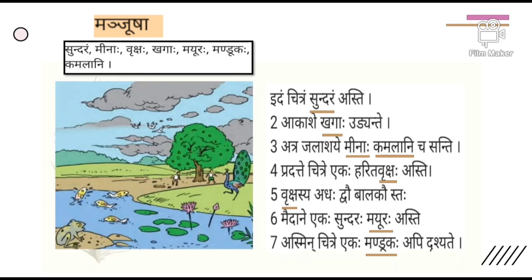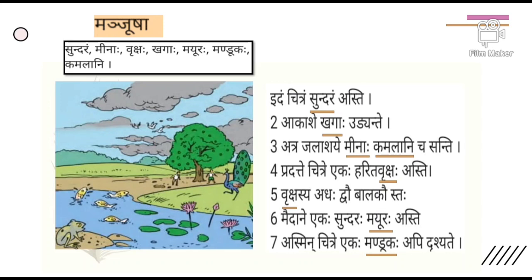And third one is atra jalashaye meenah kamalani cha santi. So here we used two words, meenah and kamalani together. And one more thing, cha, that is avyaya, also used in this sentence. Atra should be used once, so that is already used. Jalashaye, meenah, kamalani, these words are given in the Manjusha, and cha is an avyaya, and santi. So atra jalashaye meenah kamalani cha santi.